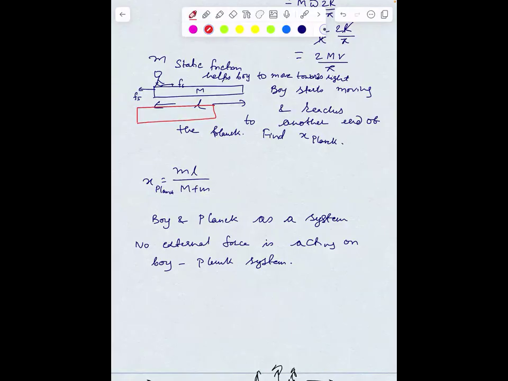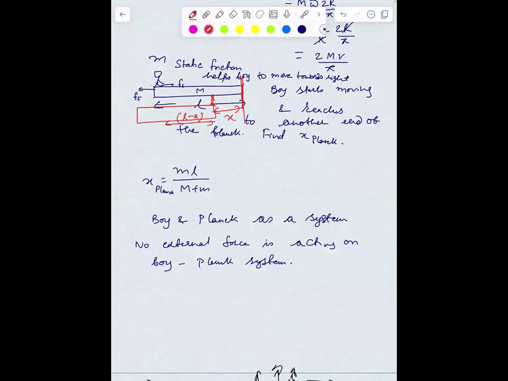Suppose this boy now reaches the plank here. And this plank from this point shifted by x. Can I say that this distance will be nothing but L minus x? Yes, it is nothing but L minus x. So guys, what can I write? How much did the plank shift? Can you tell me?